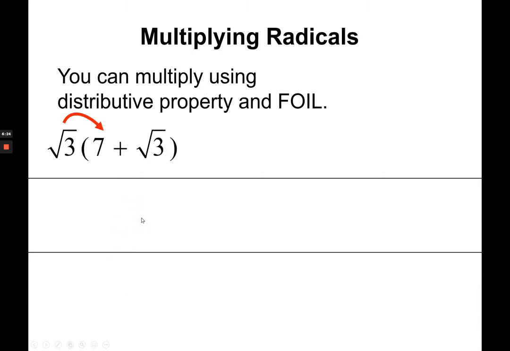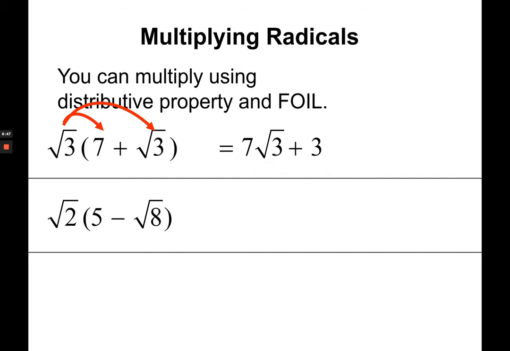First and the first, square root of 3 times 7. You just write them together. 7 comes first before the radical. Second distribution, remember, a square root of a number times the square root of a number is equal to the number. Therefore, it's 3. That was the shortcut which I explained in the previous page. And it's done. Let's have another example.